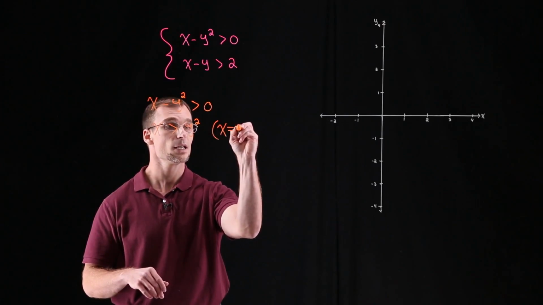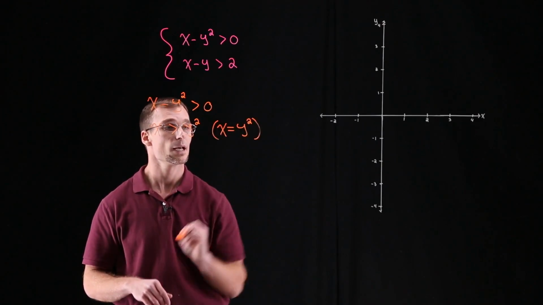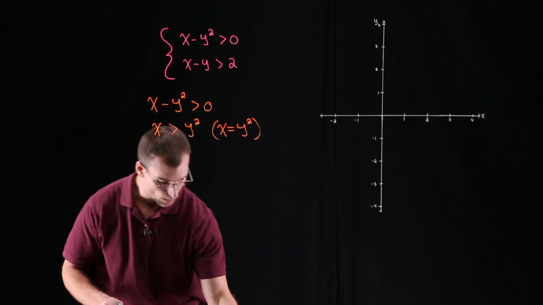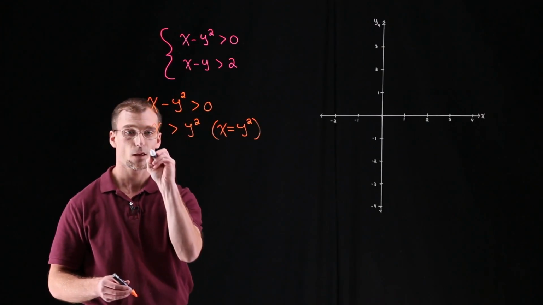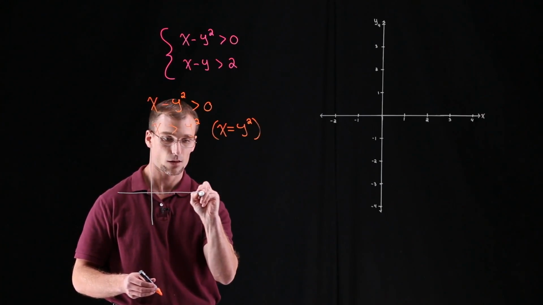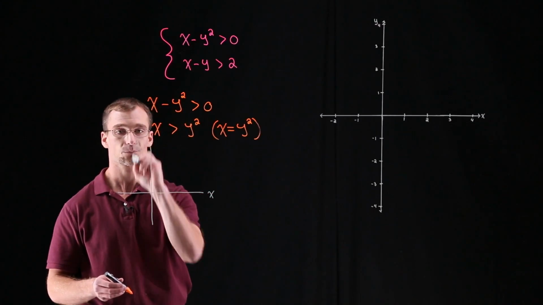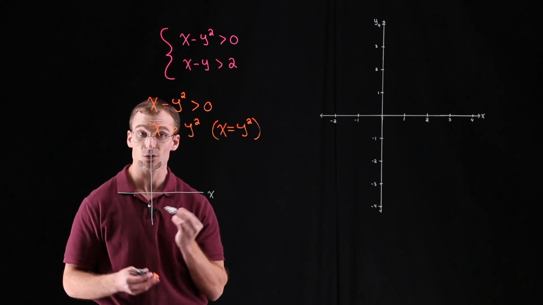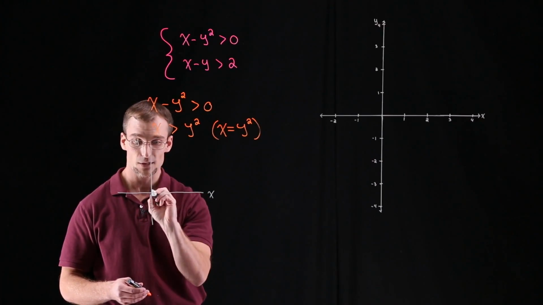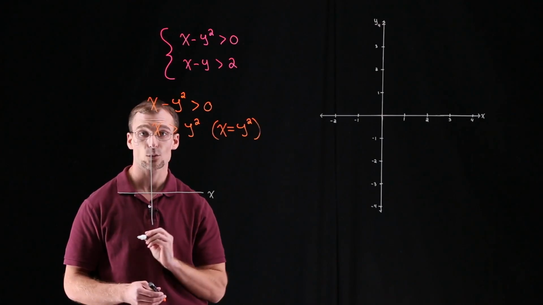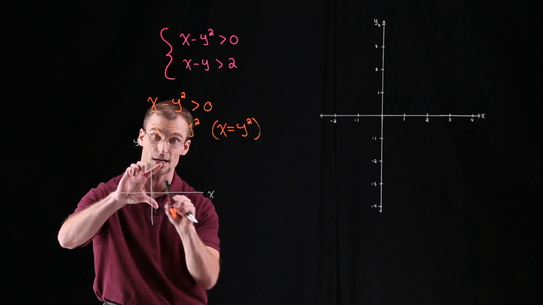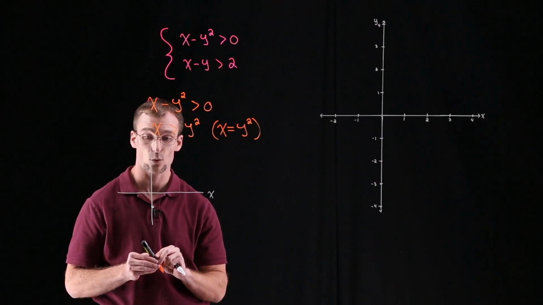One of the things we do with these inequalities is consider the equality, x equals y squared, and use this to help us find the solution set. What is the graph of that? We know the graph of y equals x squared is a parabola with axis of symmetry the y-axis and vertex at the origin. But x equals y squared is the same parabola, just rotated 90 degrees, opening up along the x-axis, still with vertex at the origin.